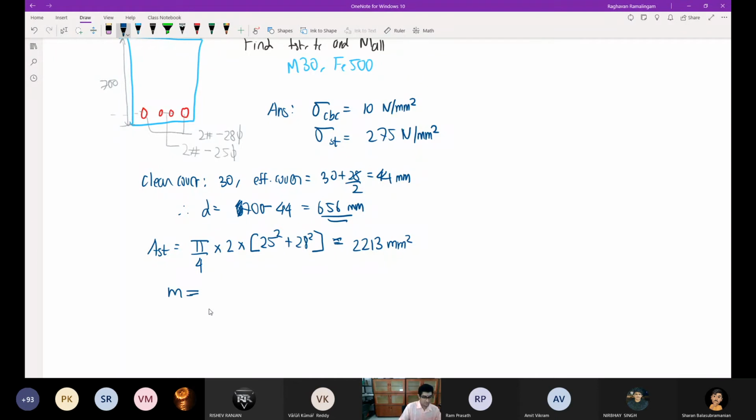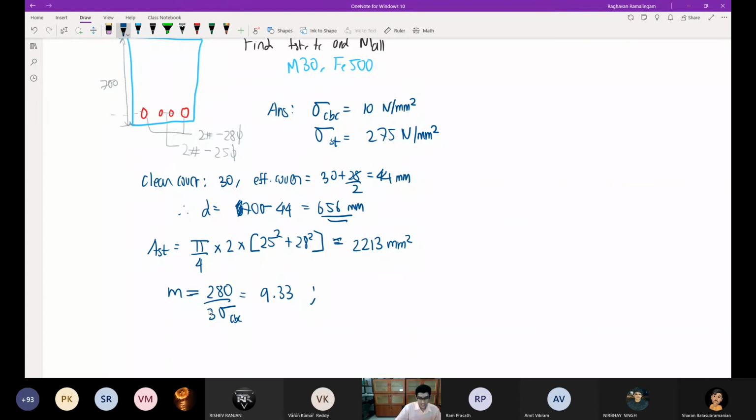So next we want to find the modular ratio. Modular ratio, what is the formula? Look at the previous problem and tell. 280 by 3 sigma CBC. So 280 divided by this will be 30. It comes about 9.33. So one thing you should remember: whenever your grade of concrete increases, modular ratio will go down.